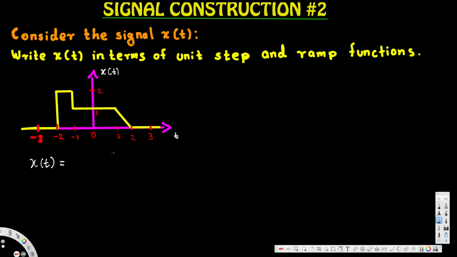What's going on, guys? Let's look at this problem right here. This question is asking, consider the signal x of t, write x of t in terms of unit step and ramp functions. Now if you look at this graph, at t is equal to -2 there's a jump.